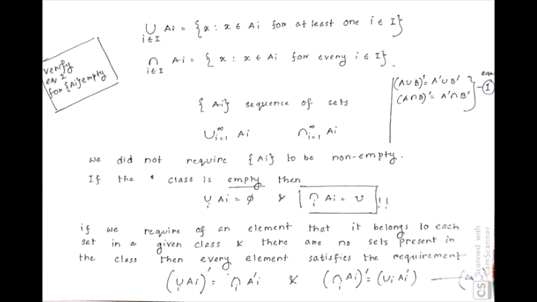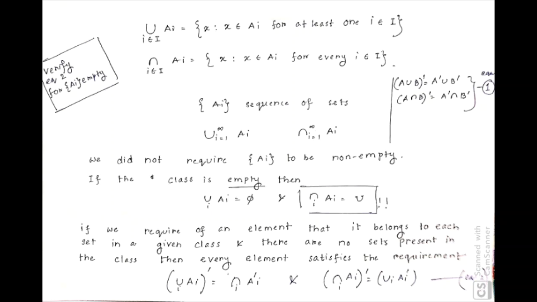In this way, we define the union and intersection. Now, we usually abbreviate these notations to union over i of Ai and intersection over i of Ai. And if the class Ai consists of a sequence of sets, that is, if this class Ai is equal to A1, A2, A3, and so on up to infinity, then the union and intersection are often written in the form union over i equals 1 to infinity of Ai, or intersection i equals 1 to infinity of Ai.